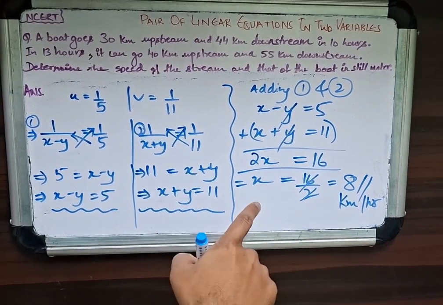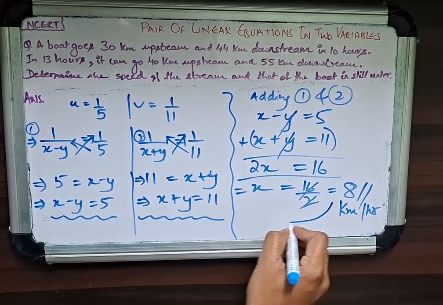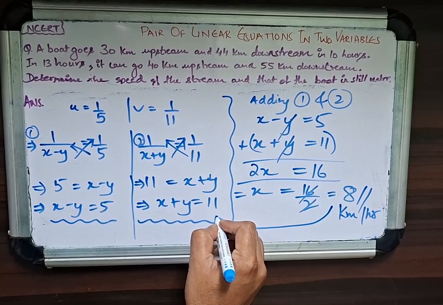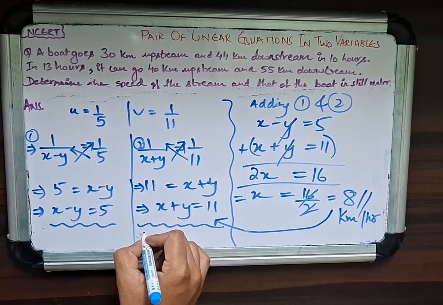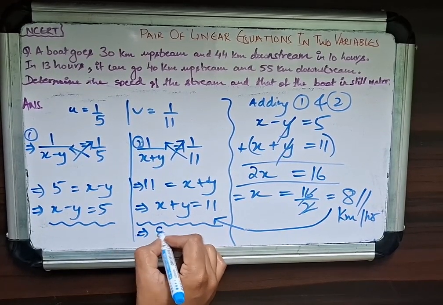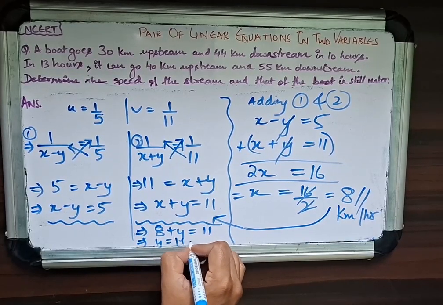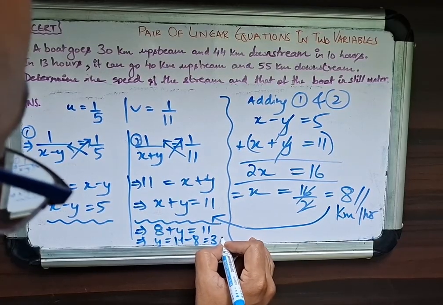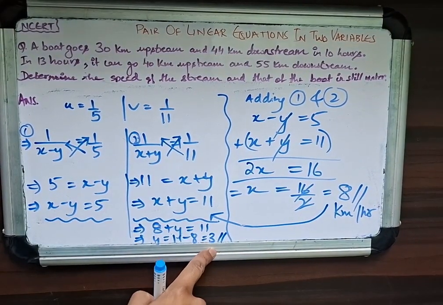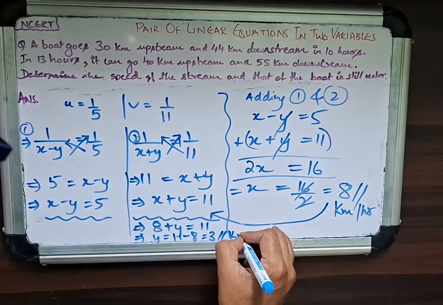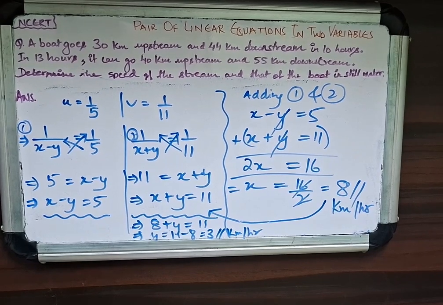Now, substitute this 8 into any one of these two equations to get the value of y. Let's use this. So, x is 8, 8 plus y is equal to 11. Implies y is equal to 11 minus 8, which is equal to 3. So you now have the speed of the stream, which is 3 kilometers per hour. This is how you finally land on your answer.